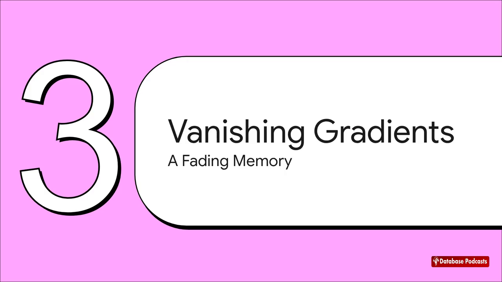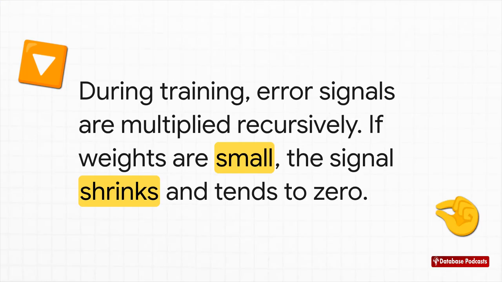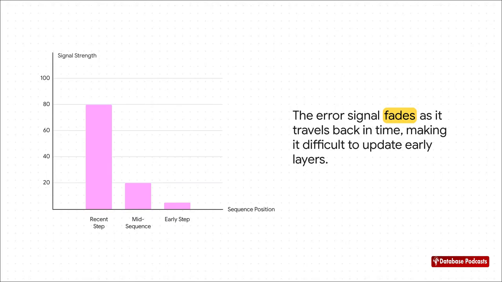I like that. So what's actually going on here? How does a signal just vanish? Okay, so when an RNN is learning, it sends this error signal backward through the sequence to kind of tweak its own settings. But here's the catch. As that signal travels back in time, step by step, it keeps getting multiplied. And if the numbers it's being multiplied by are tiny, less than 1, that signal just shrinks and shrinks and shrinks.